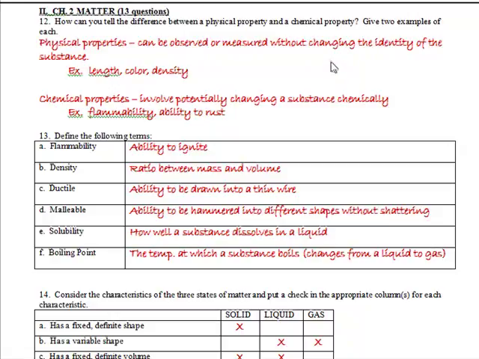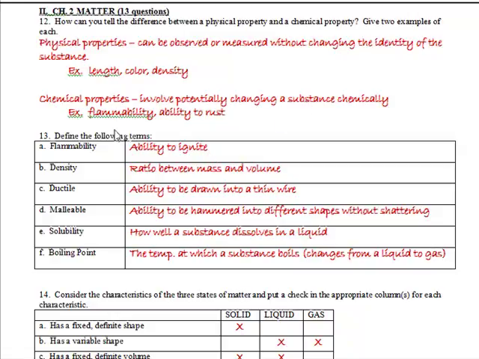There's absolutely no chance you're going to change the molecular structure of the substance with physical properties. So you can measure length, you can look at the color, you can measure density. You're not going to change it physically at all. Chemical properties, however, you have the chance you could potentially change a substance chemically when you test it to see if it has certain properties.